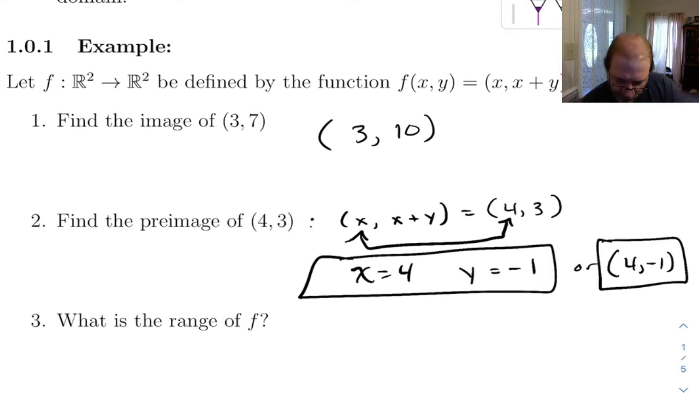Okay, what's the range of f? Well, using this, we could get any point we want. So the range of f is going to be all of R2.